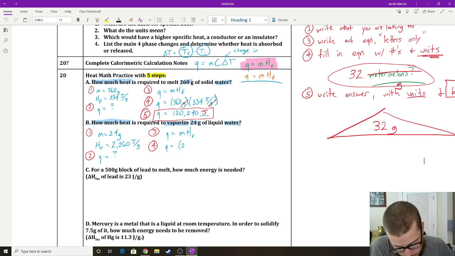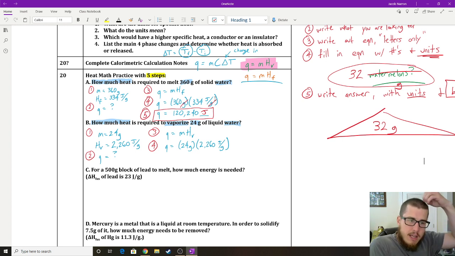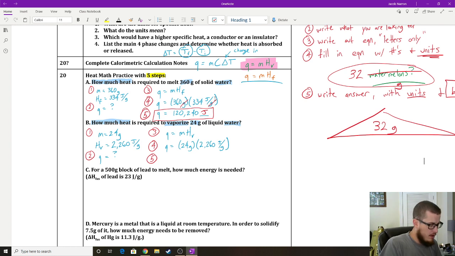M, I know is 24 grams, so I'm going to write that. HV is 2,260 joules per gram, so I'm going to write it just like that. And then, boom, there you go. It has everything that I need and what I'm looking for. So we're set up for success. So step number 5, you should just plug everything into your calculator, which I'm going to do really quick. And then we're going to write our answer.